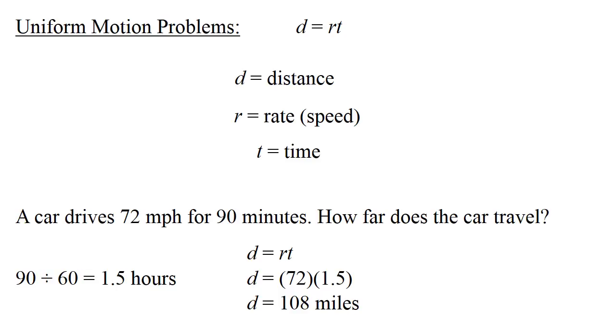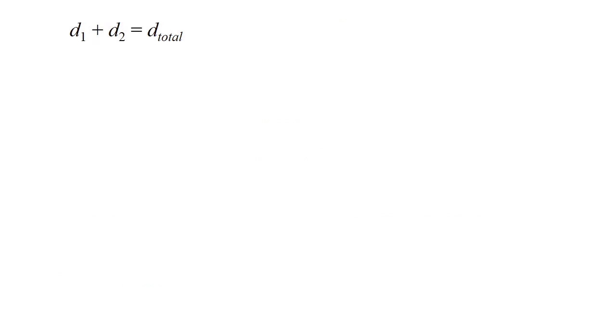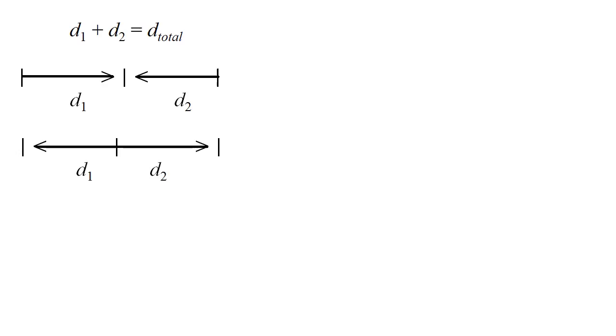One of the hardest things about uniform motion problems is knowing exactly what kind of situation you're dealing with. In some cases you're going to be adding two distances together and getting a total distance. That may be a situation where two objects start apart from each other and move towards each other. You'd add the two distances and get some total distance. You might also have a situation where they start together and move away from each other. Again, you add how far the first one goes plus how far the second one goes. That would equal some total distance.